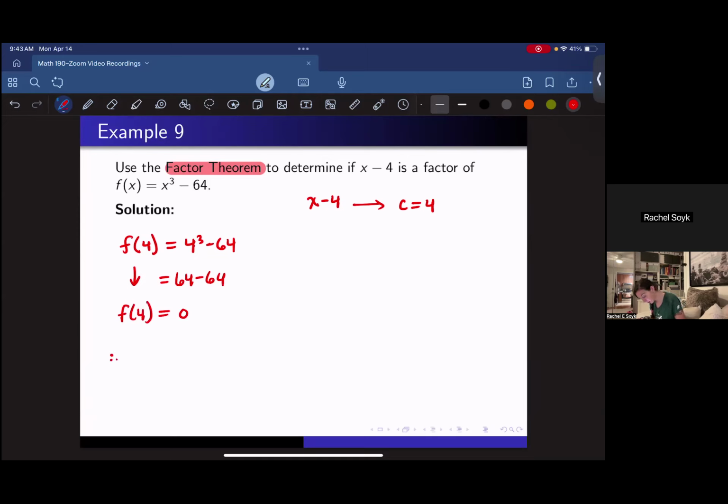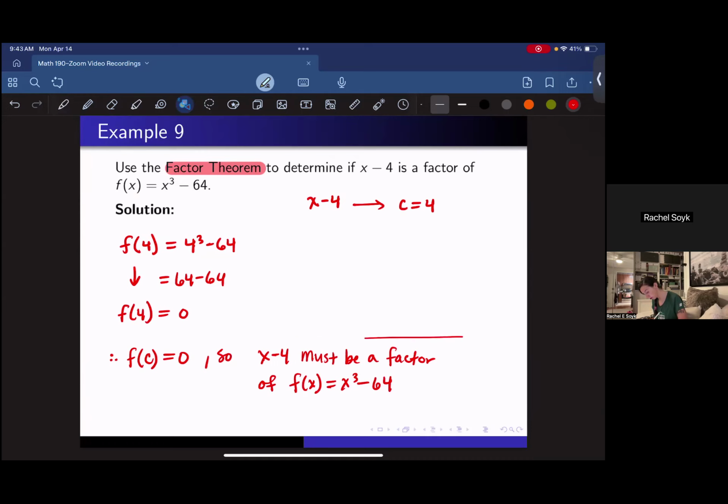Therefore, our f of c is equal to 0. So x minus 4 must be a factor of our polynomial f of x equals x to the third minus 64. And we're done. Very, very handy theorems, both the remainder and factor theorem.